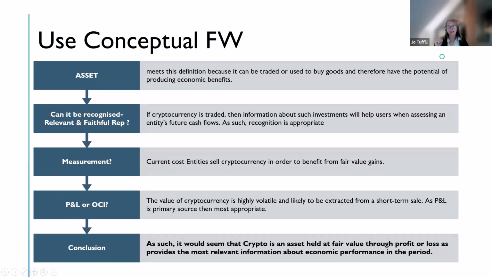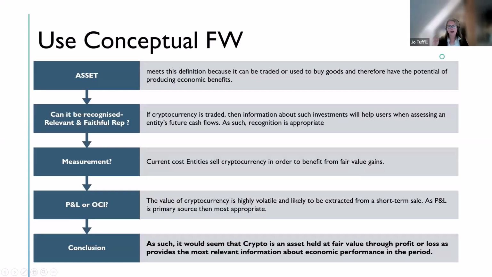What do we do with those gains? Should we put them in the P&L or other comprehensive income? Well, the P&L is the primary source. In the same way that we treat fair value gains on investments that we trade, we put them all through the P&L. We only put investment gains through OCI if we're not trading them. So why would we do the same for cryptocurrency? It's a short-term sale, it's highly volatile, and shareholders need to know that those gains or those losses are there and they're going to be realised.